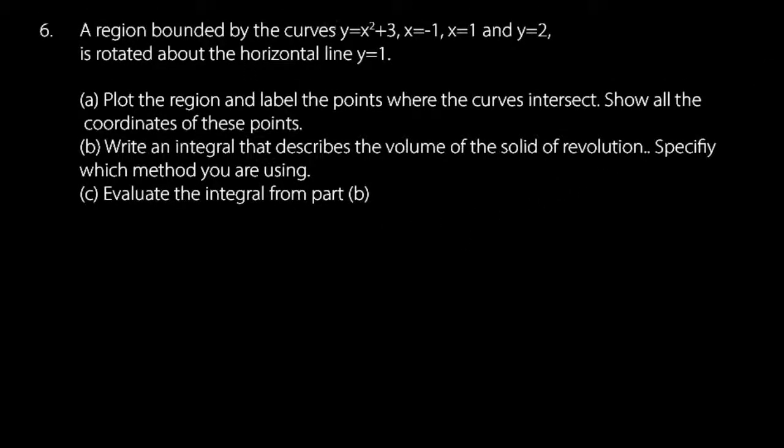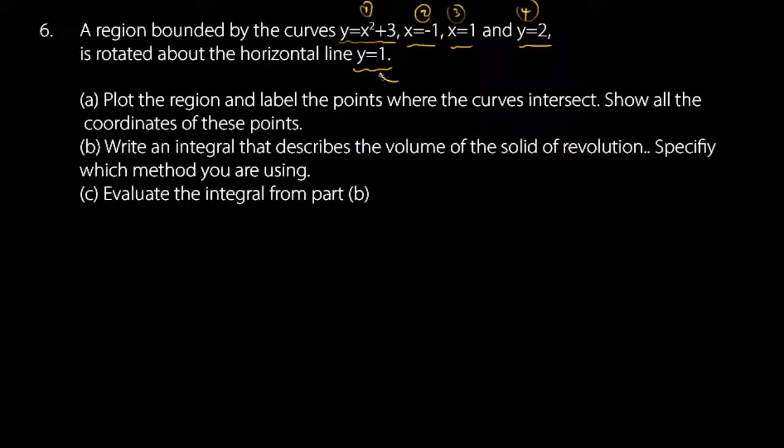A region bounded by the curves y equals x squared plus 3, x equals negative 1, x equals 1, and y equals 2. So you've been given 4 curves. This is the first one, this is the second one, this is 3, and this is 4. You've been given the equations of all these curves, and you're told that they are rotated about the horizontal line y equals 1.